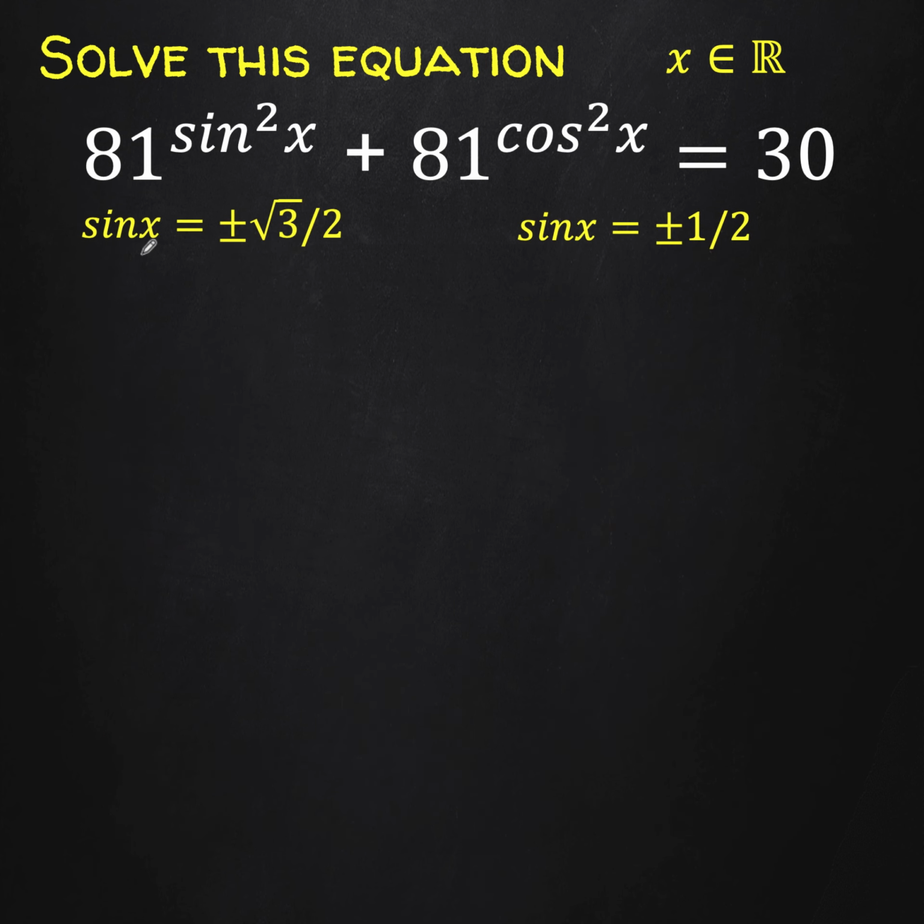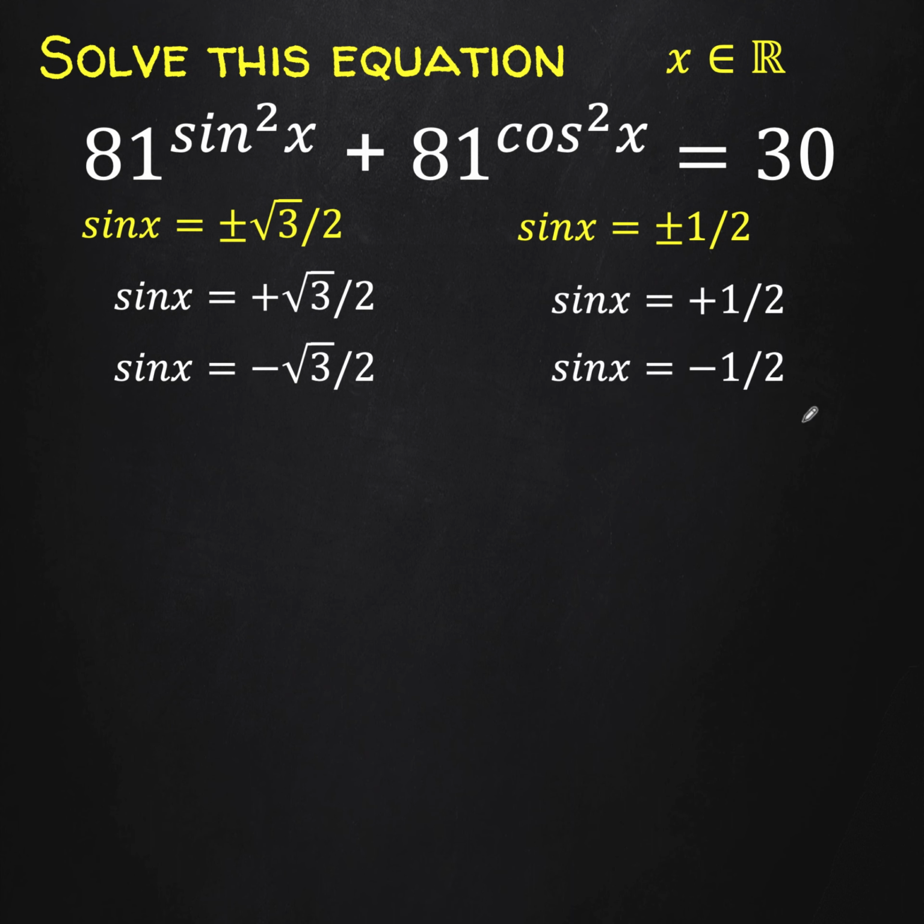Now we are solving for x. So this means that we have two values here. One is for the positive square root of 3 over 2 and the other is for negative square root of 3 over 2. The same thing here at the right side.